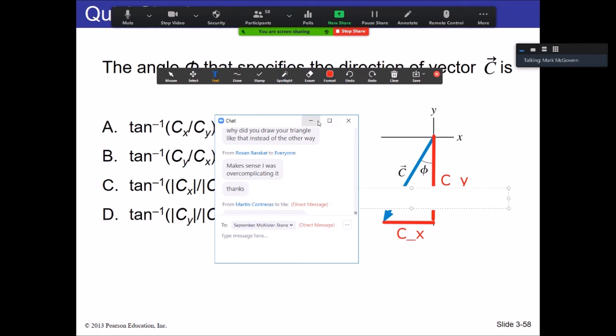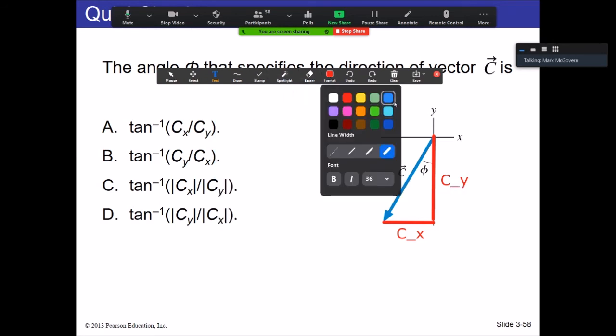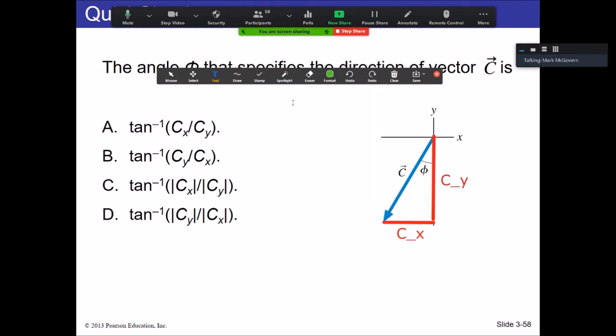I did not have to draw my triangle this way, by the way. I could draw my triangle like this. I'm going to do green instead. I could draw it like this. I didn't have to draw it in any particular way. So I could draw it like this.